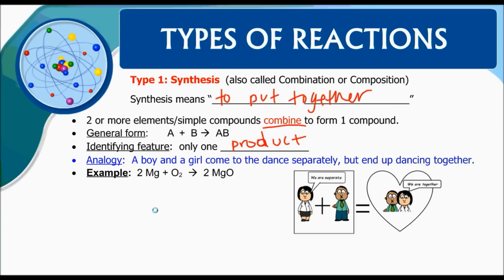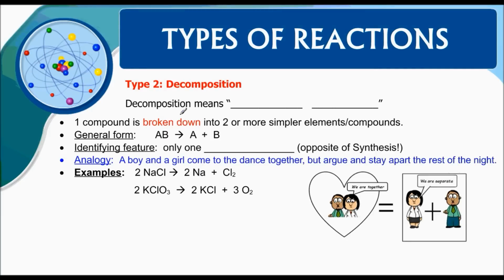An analogy that we'll use, and you'll see these analogies in your practice packet, is a boy and a girl come to the dance separately, but end up dancing together. A real life example is when you've got magnesium and oxygen reacting on the reactant side to produce magnesium oxide. Okay, the next type of reaction we're going to talk about is decomposition, which means to break apart.